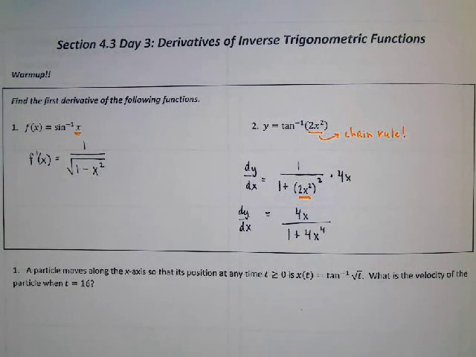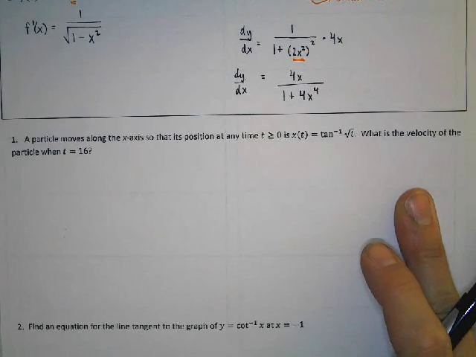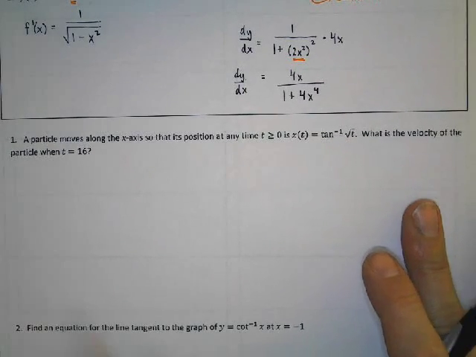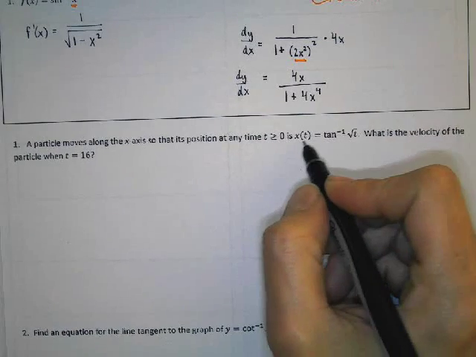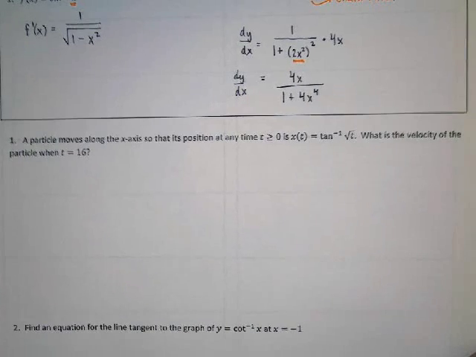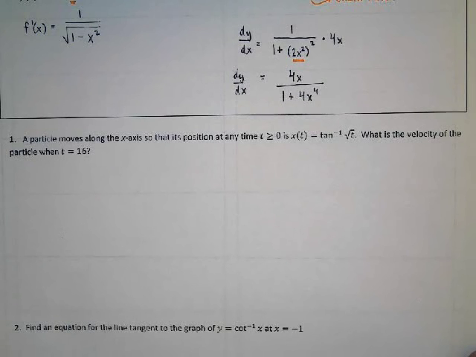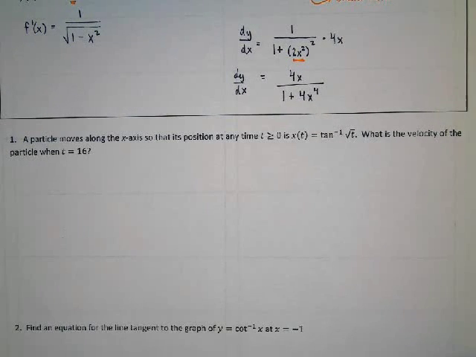So now, assuming we've memorized our derivatives, we know how to use those formulas, we're just going to do some quick application, one with particle motion, and then one finding equations of tangent lines. So for number 1, I have a particle moving along the x-axis so that its position is defined by this function here. And clearly we can see we have an inverse tangent function, so we're going to need to differentiate that. Now, they want to know what is the velocity of the particle at this given point in time.